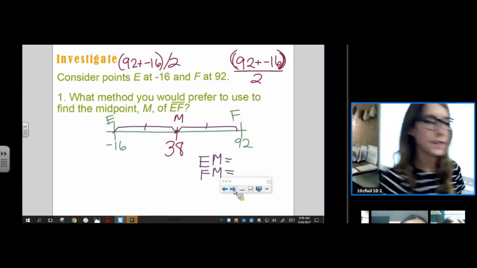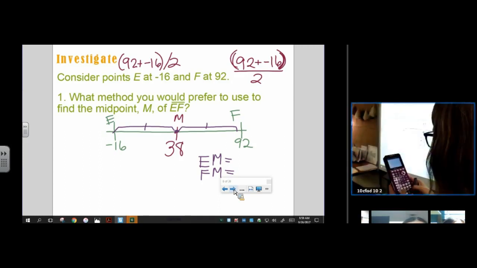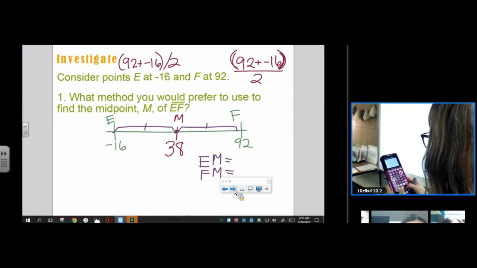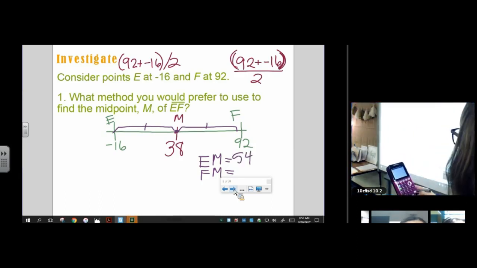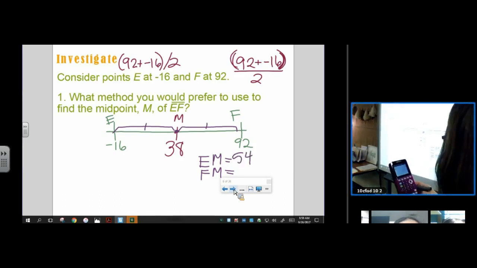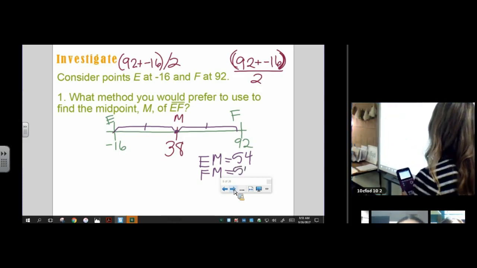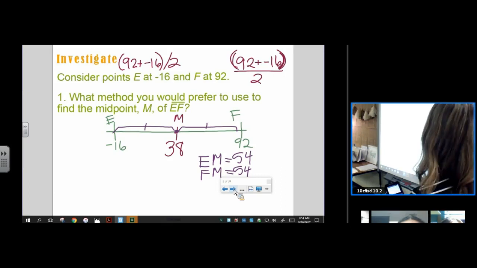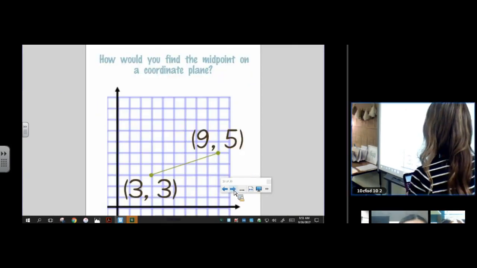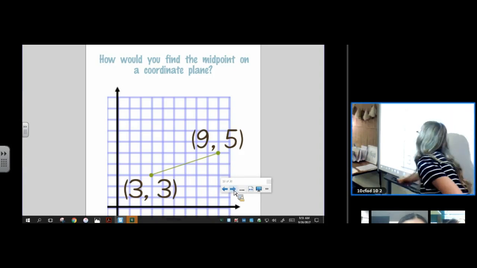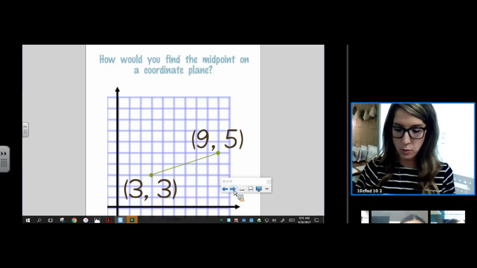Let's find the distance. So how long is segment EM? 38 minus negative 16. 54. FM, 92 minus 38. 54. We got 54 both times, so we verified that M is a midpoint. All right. So we're done with number line, one-dimensional midpoint.